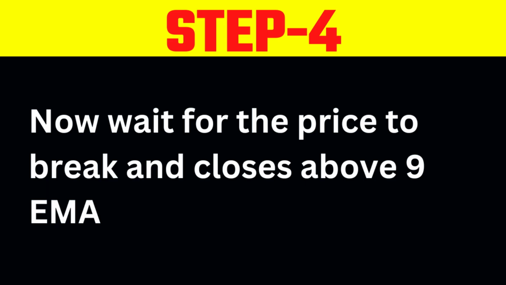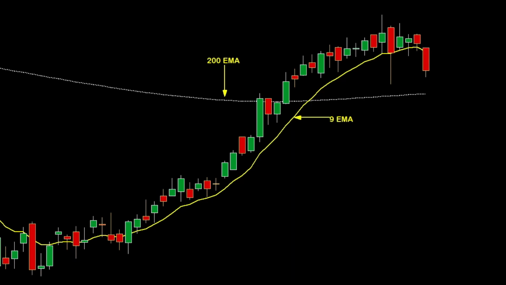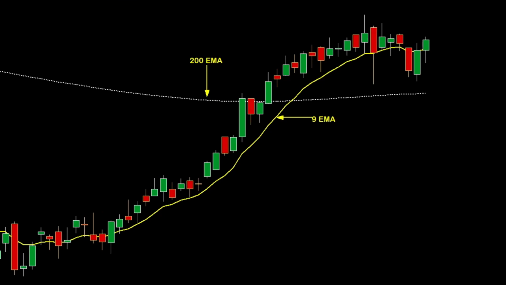Step 4. Now wait for the price to break and close above the 9 EMA. Take an entry here. Put the stop loss here.